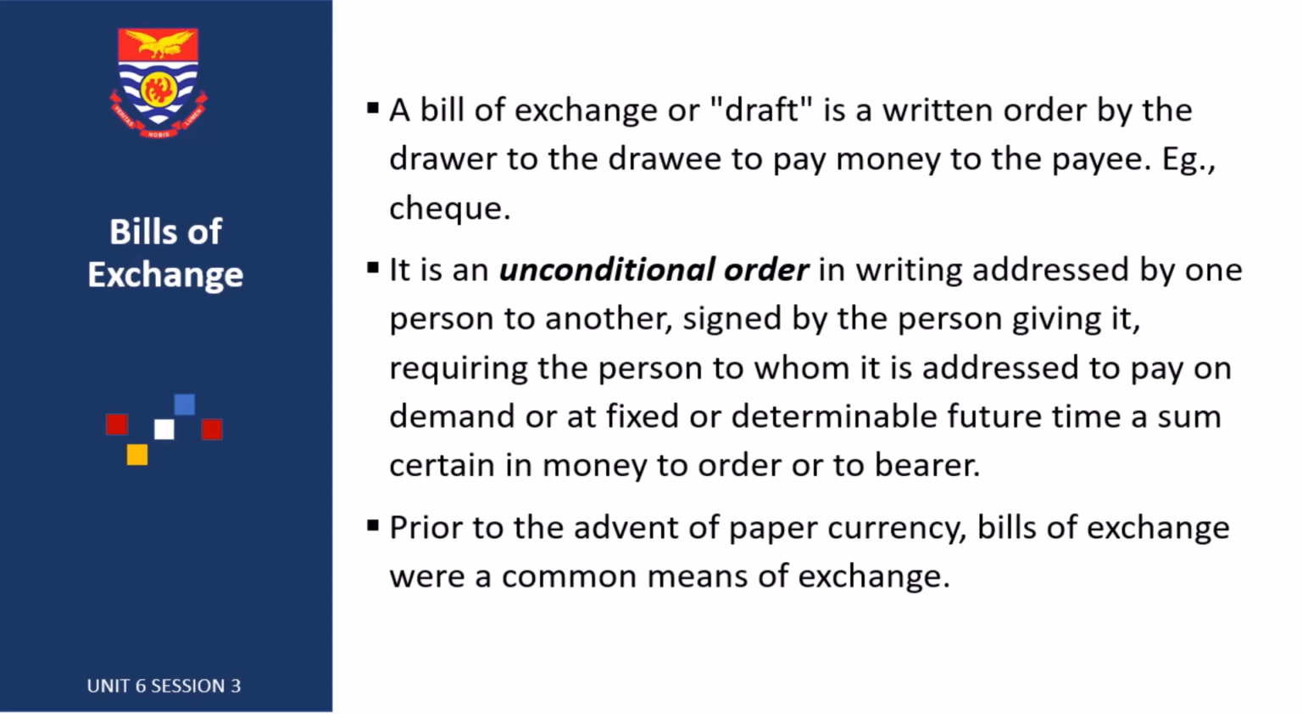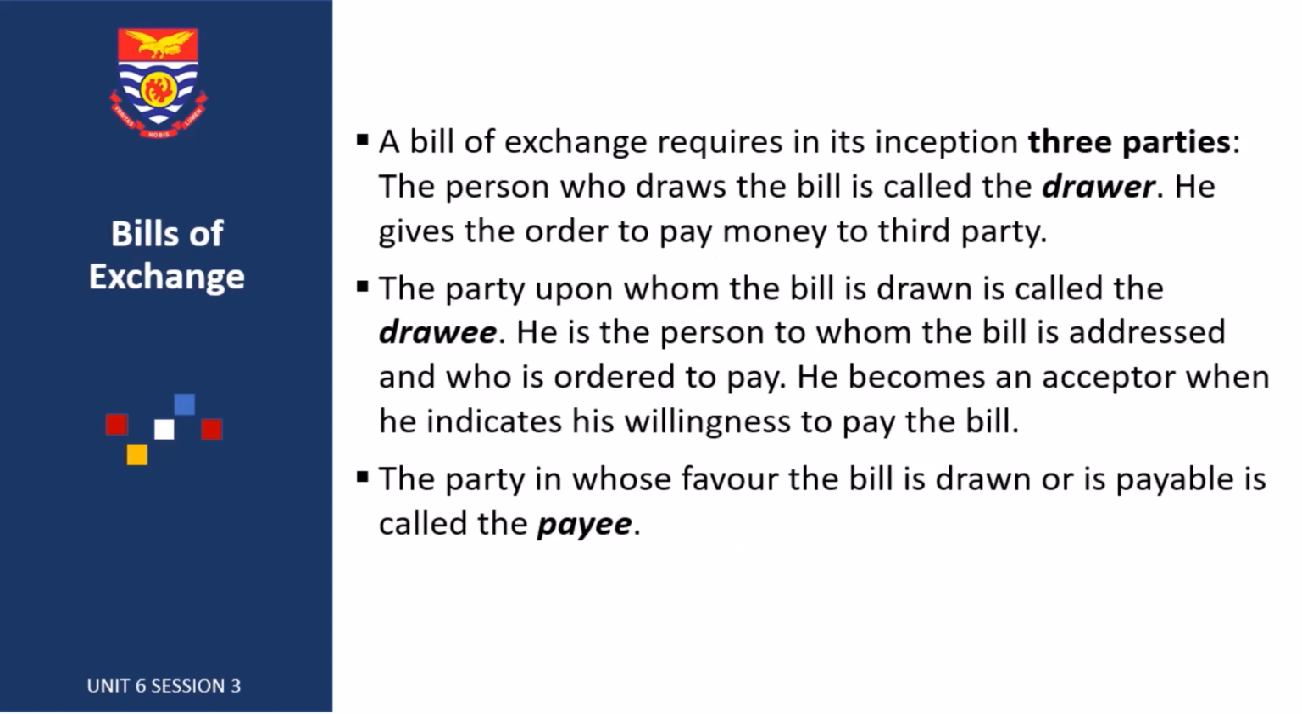Prior to the advent of paper currency, bills of exchange were a common means of exchange. Before paper currency came in, the bill of exchange was a common means of exchange. A bill of exchange requires in its inception three parties. The person who draws the bill is called a drawer. The person who writes it is called a drawer.